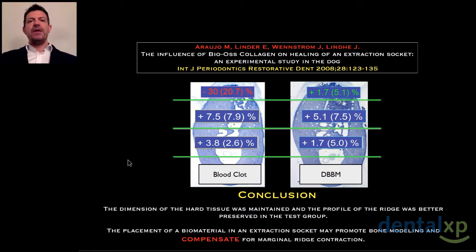With a ridge preservation procedure, we cannot avoid the resorption of the bundle bone, because once the tooth is extracted, the bundle bone will suffer from a lack of supply. And so the bundle bone will be resorbed anyway. There is no possibility to avoid the resorption of the bundle bone. But grafting the socket with biomaterial, we can compensate for this marginal bone remodeling.